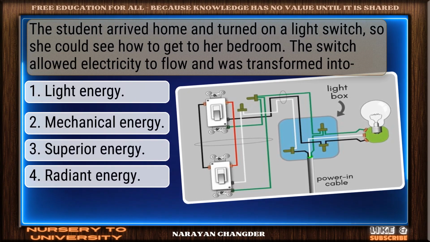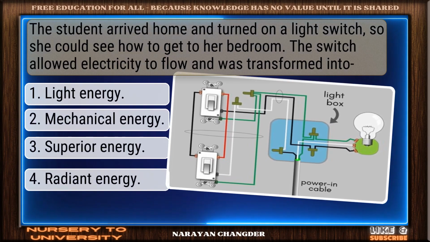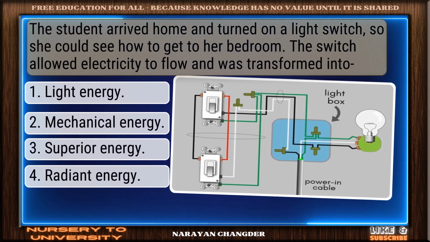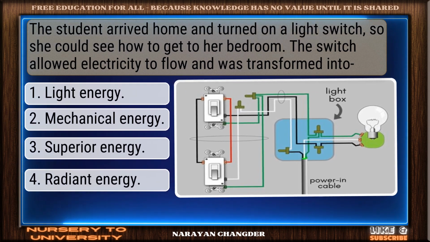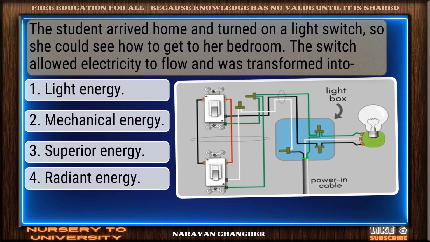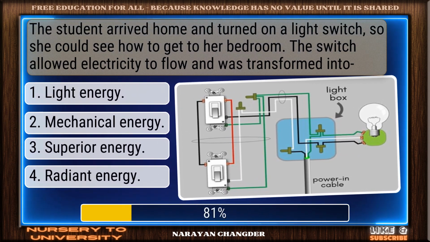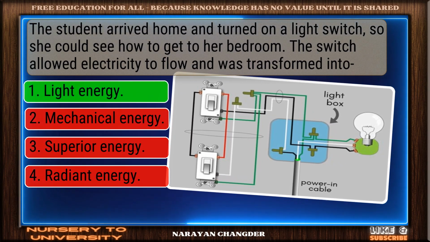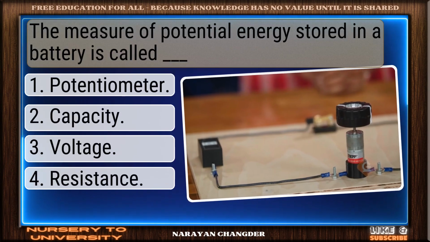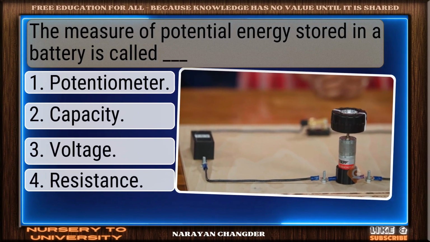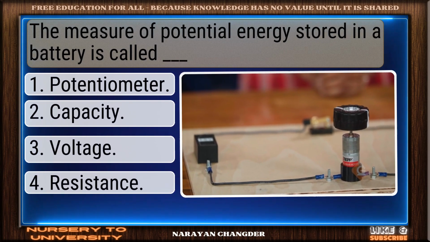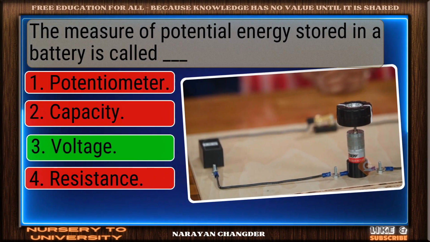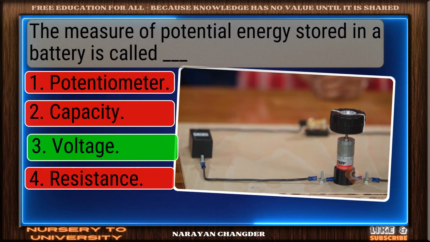The student arrived home and turned on a light switch so she could see how to get to her bedroom. The switch allowed electricity to flow and was transformed into. Well reasoned. Light energy is the correct choice. The measure of potential energy stored in a battery is called dash. Correct. Voltage is the right answer.